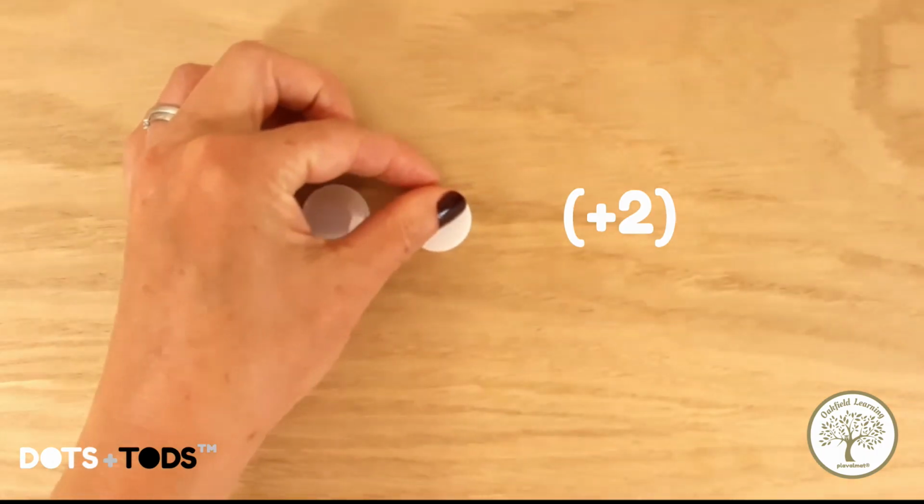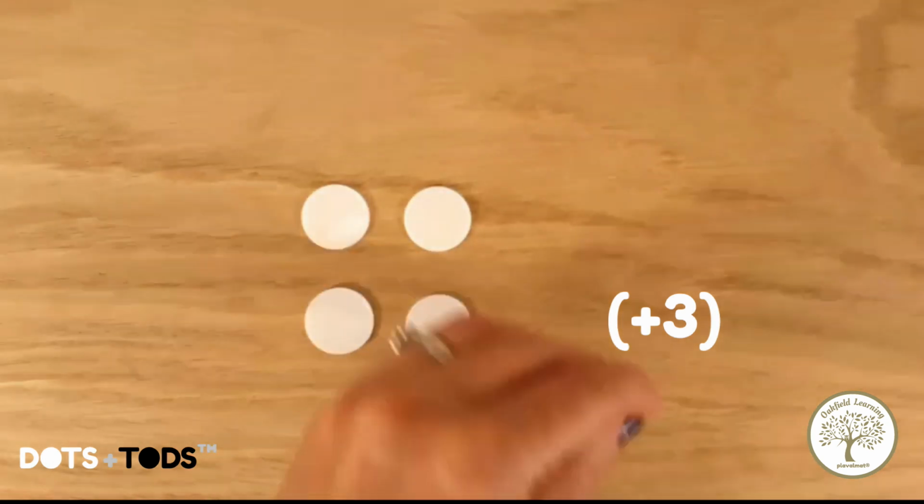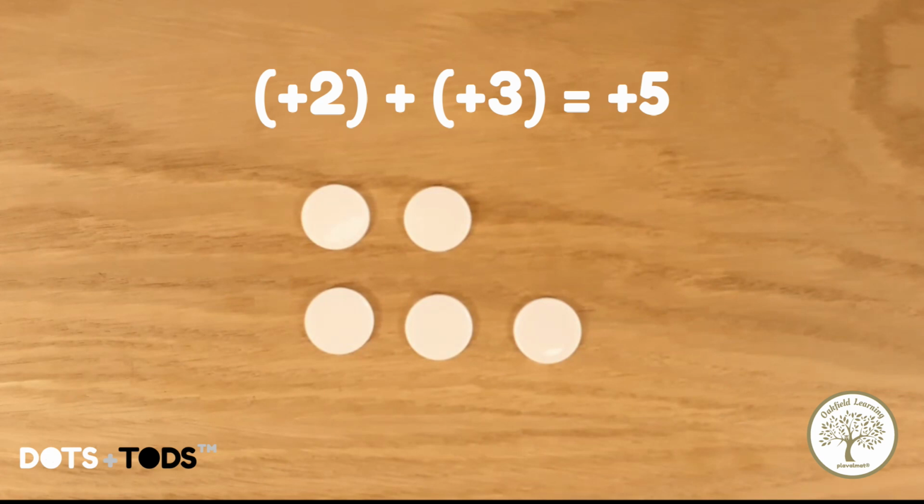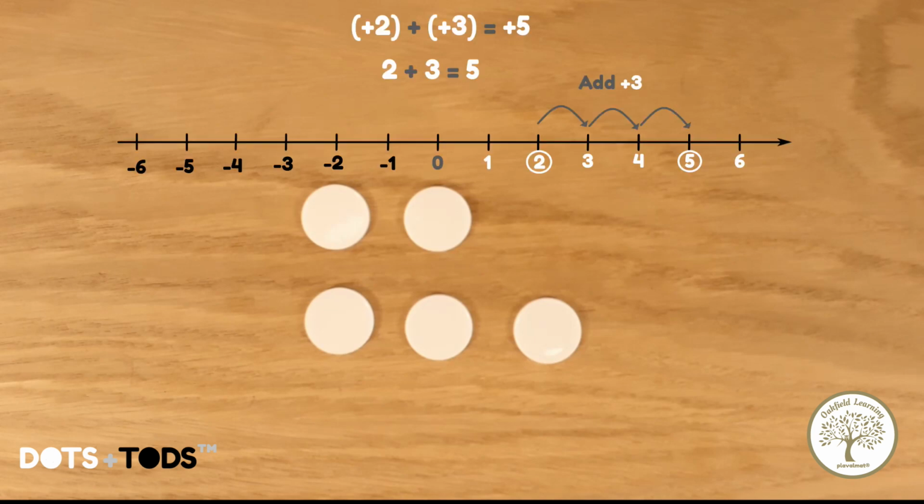+2 add +3. Altogether, we have 5 white dot counters representing a value of +5. Children often use concrete resources like these counters alongside pictorial representations like number lines. These are where integers are written horizontally on a line, from smallest on the left to largest on the right.